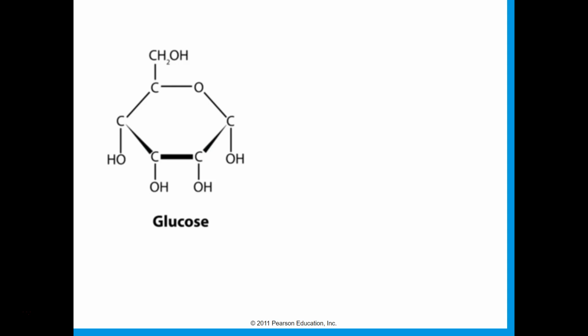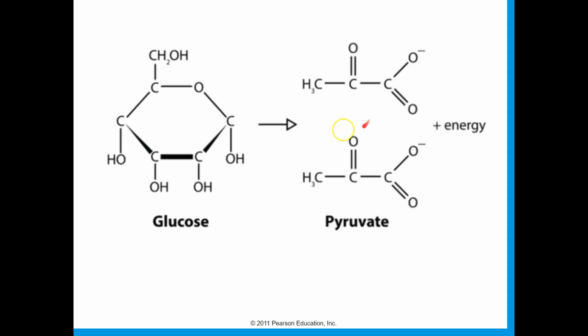So you might not remember what a glucose molecule looks like, but there it is. Okay, it's got 1, 2, 3, 4, 5, 6 carbons. It's got a bunch of oxygens on it. That is what a glucose molecule looks like. The process of glycolysis takes this and breaks it into these two pyruvate molecules.